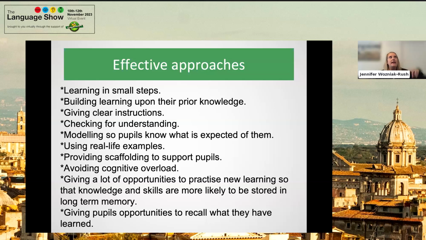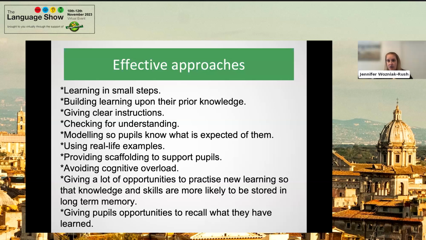Actually, if we think about our SEND pupils first of all, what we're doing for them is actually going to help every single one of our pupils, not only those with SEND. So the approaches I'm referring to here are the ones that I've put on the slide. So, learning in small steps. We know how important it is in MFL to learn in small steps. Building learning upon their prior knowledge, which, as I said, will help the pupils with SEND like it will help any other pupils.